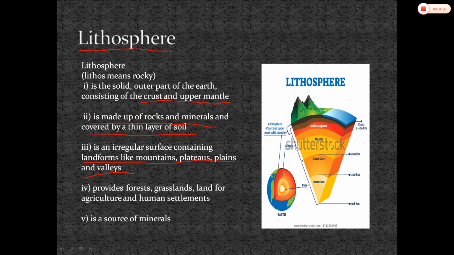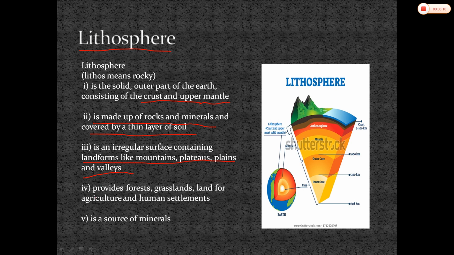The place where we live is a plateau region. What is a plateau region basically? A flat-topped tableland is called a plateau. And if you go to the northern part of our country, in the states of Uttar Pradesh, Bihar, Punjab, the plains are there as well as the river valleys. Therefore we can say that the lithosphere is not even, and it is a continuously irregular surface containing landforms like mountains, plateaus, plains and valleys.